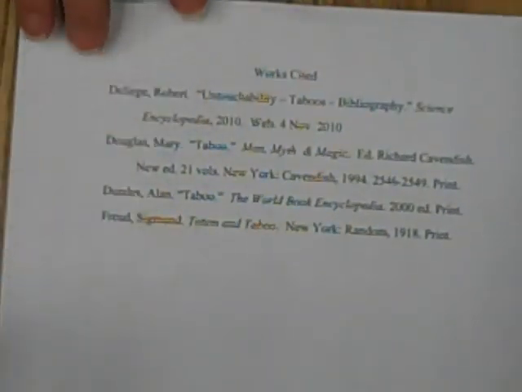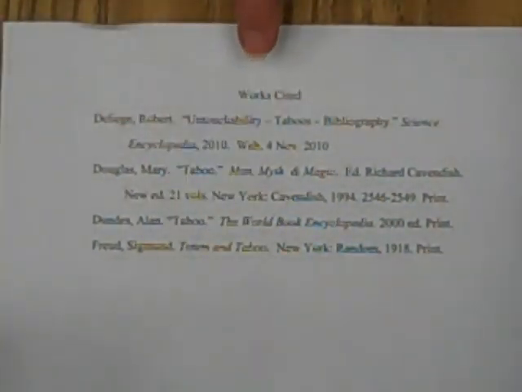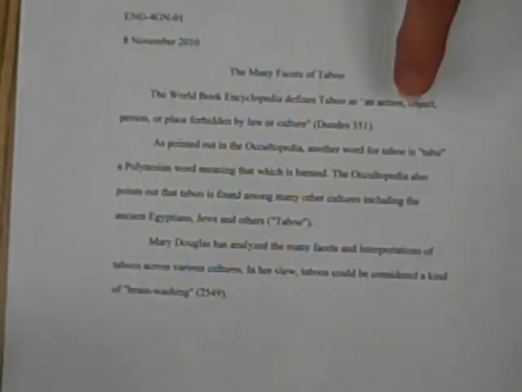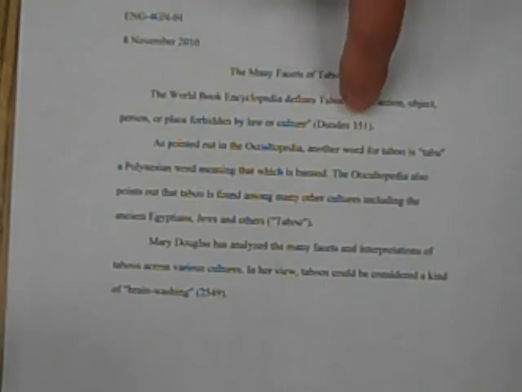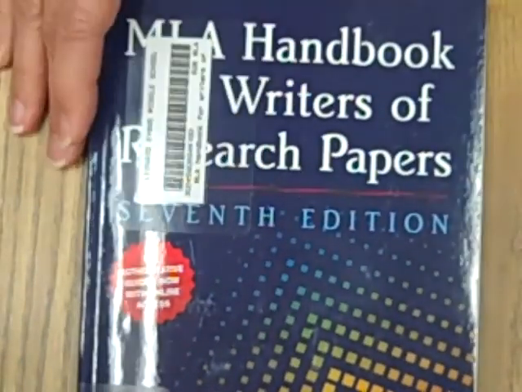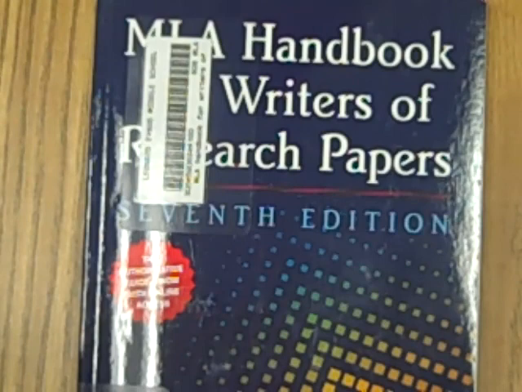Works cited sheet. This is the last paper in your research paper. This is a list of all your sources. And parenthetical or in-text citation. That is what is included in the parentheses at the end of an idea or thought you've taken from one of your sources. It includes the author's name and usually the page number. These rules and many more are found in the MLA Handbook for Writers of Research Papers.